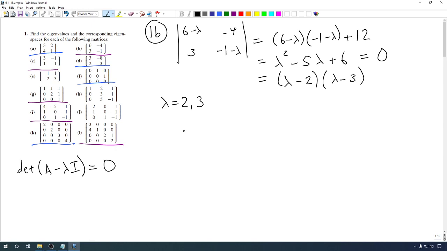As long as we can find eigenvectors corresponding to these eigenvalues, we'll be good. What do we need to do there? Well, remember, what we're doing is A minus lambda I. We're going to take each of these lambdas that we found and take this same matrix that we have here, but we're not taking the determinant this time. So we'll have one where lambda equals 2. We're going to take 6 minus 2, so we get a 4. We have a negative 4. We have this 3. Then we have negative 1 minus 2.